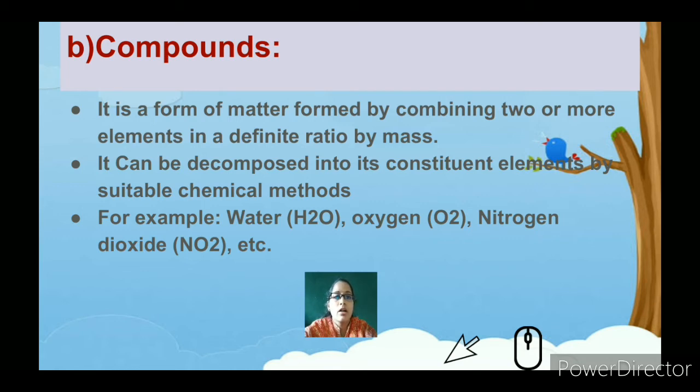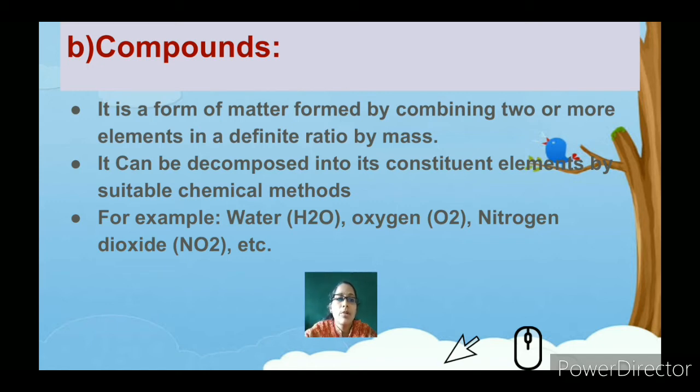But compounds are just the opposite of elements. When two or more atoms combine with respect to the mass ratio, they form compounds. When two or more elements combine together with a proper, definite mass, they form compounds. They can be decomposed into single elements too, and can be recombined with other elements.